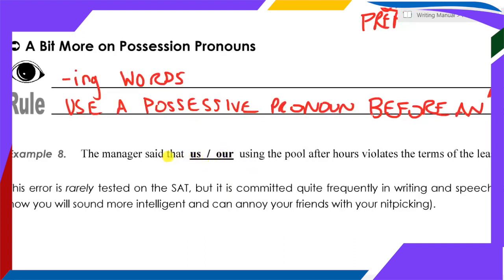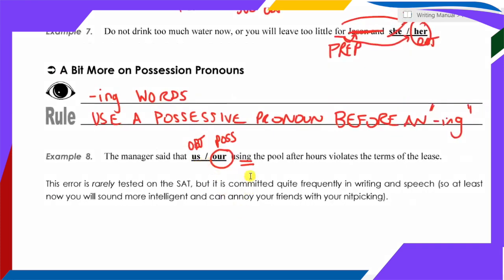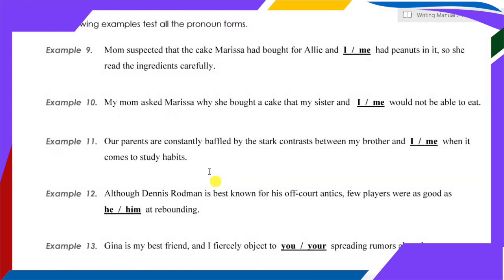So in example 8, if you want to try it on your own, press pause and try it. The manager said that us using the pool after hours. The manager said that our using the pool after hours. Because we have an ing after the pronoun, we need to use the possessive form here, not the objective form. Again, very rarely tested on the SAT, but it does show up every now and then. If you want to push your score as high as possible, I would know that rule.